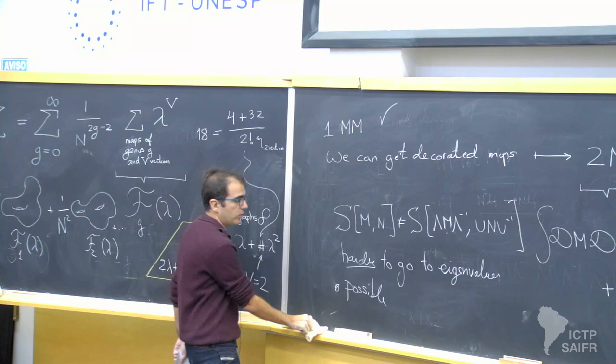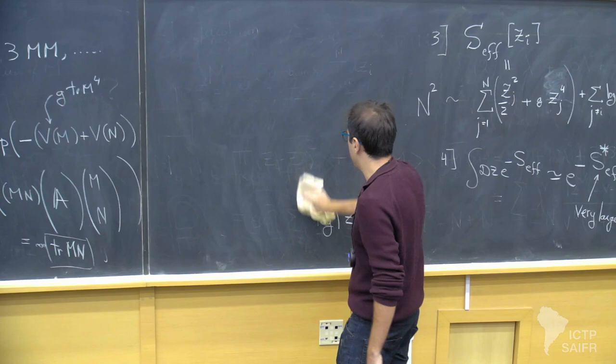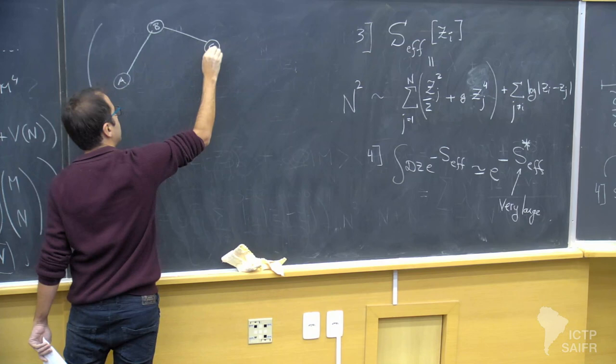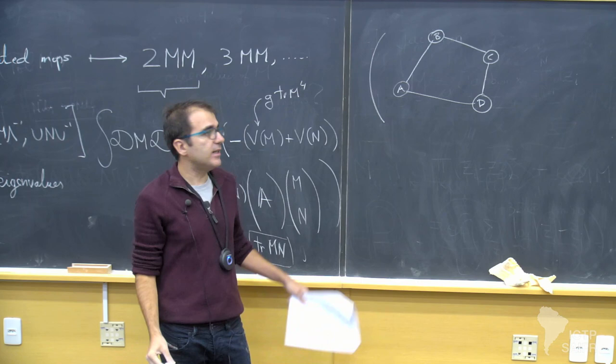Now, we could then imagine doing 3, 4, 5 matrix models, right? For example, remember that in graphs, we were doing exercises where we had this A that could couple to B, that could couple, say, to C, that could couple to D, that could couple to A, for example. We could generate graphs very easily like this, right? Do you agree? This would be very easy to generate. So we could imagine something similar in matrix models.